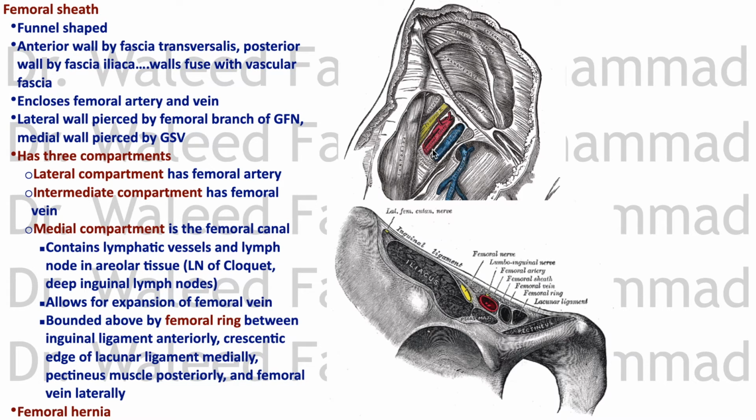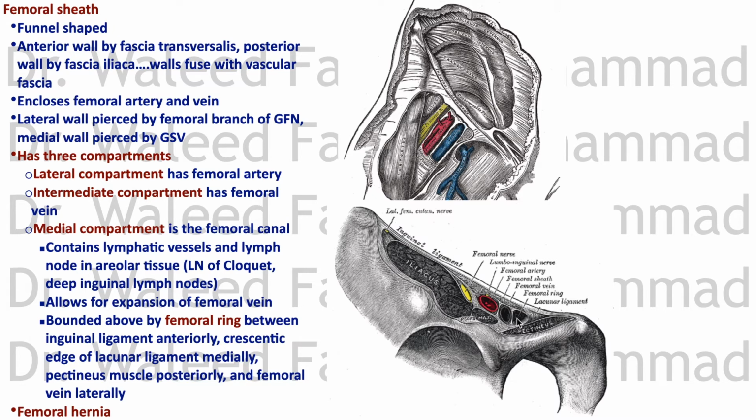Now, the lateral wall of the sheath is pierced by the femoral branch of the genitofemoral nerve, or you can say the roof of the anterior layer of the sheath is pierced by the femoral branch of the genitofemoral nerve, and the medial wall is pierced, like you see here, by the great saphenous vein. And it has three compartments.